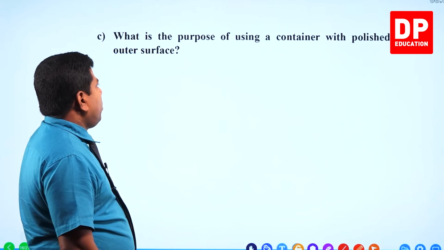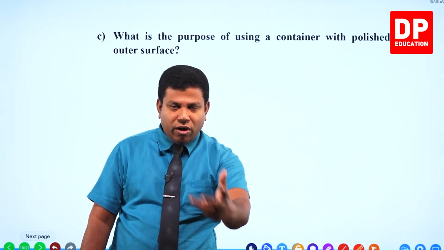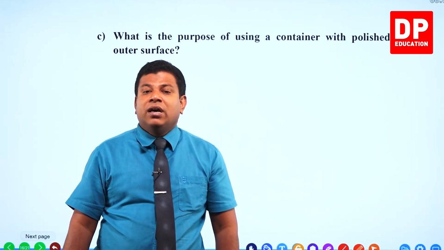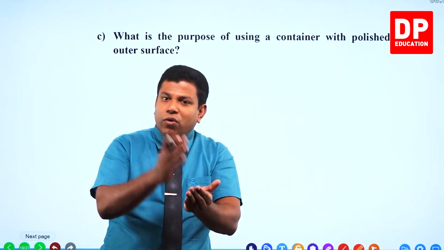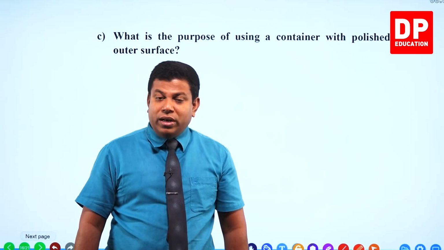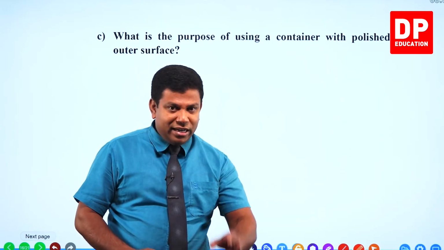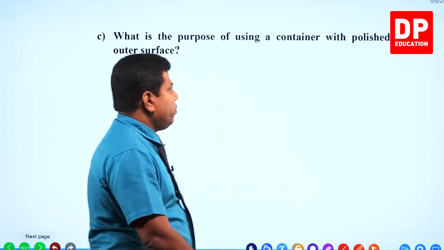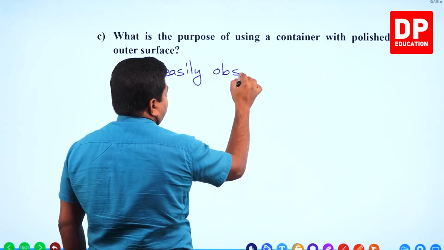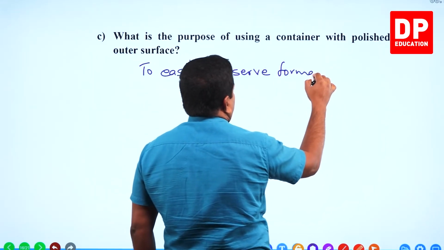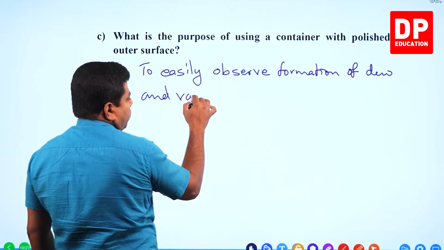What is the purpose of using a container with polished outer surface? Then only you can observe the formation of dew and the vanishing of dew. Otherwise, it's difficult. Imagine you take a container which already has a tarnished surface, which doesn't have a clear surface. Then, when the dew forms on it, you can't observe it. You will have to wait until a lot of water is formed. We can't wait until then. The moment dew starts forming, I need to find it. So, to easily observe formation of dew and vanishing of dew.